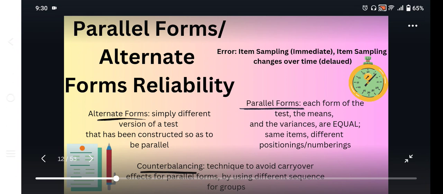When given at different times with the same group, the sources of error are random error, differences between the forms, plus time sampling. Okay? It is the most rigorous reliability estimate, yet burdensome because developers need to develop two equivalent forms. Okay?